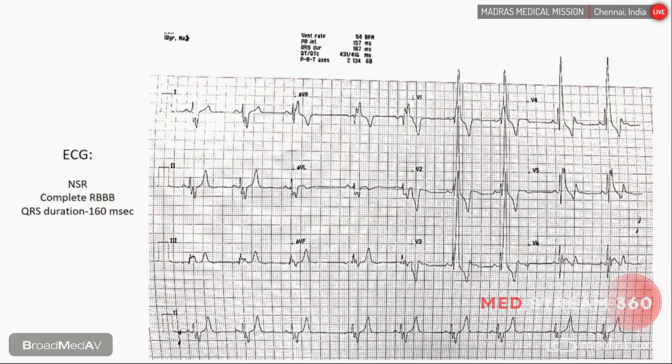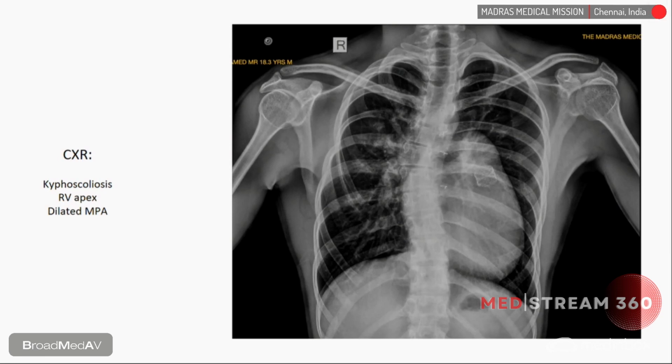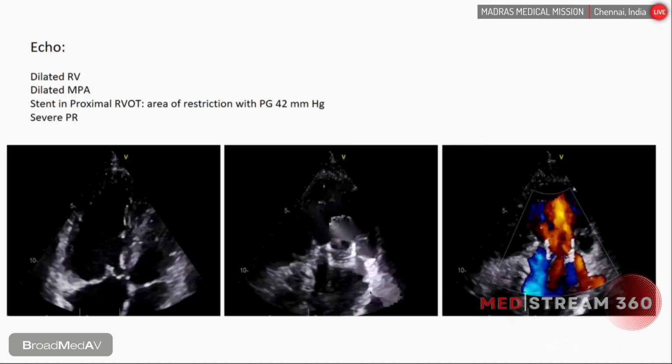And this is the ECG at present, which shows sinus rhythm with the complete right bundle branch block with the QRS, which is quite prolonged, which is 160 milliseconds, which is one of the indications for a percutaneous pulmonary valve implantation in a patient with moderate to severe pulmonary regurgitation. And this is the X-ray, which shows moderate kyphoscoliosis. It's RV apex with the dilated main pulmonary artery, and we can see the stent there.